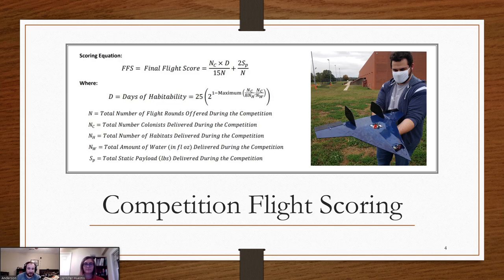The scoring of the competition consists, much more simply than this equation, of however many gliders make it safely with the ping pong balls intact inside of them, which counts as colonists that would survive in our colony, which is our drop zone, and then supplies, which are dropped from the primary aircraft in its payload. And it's scored based on how much of that survives and how many days of habitability you have at the end of the event.